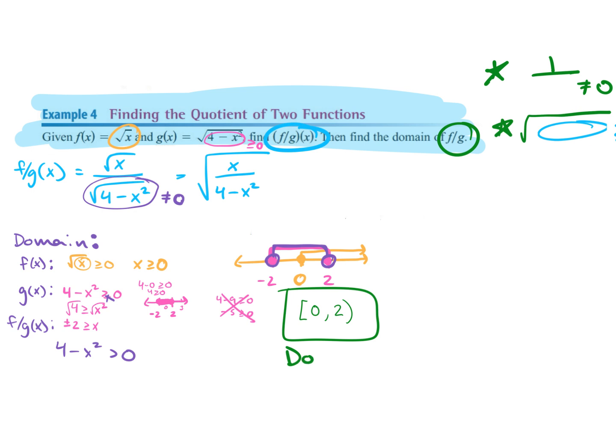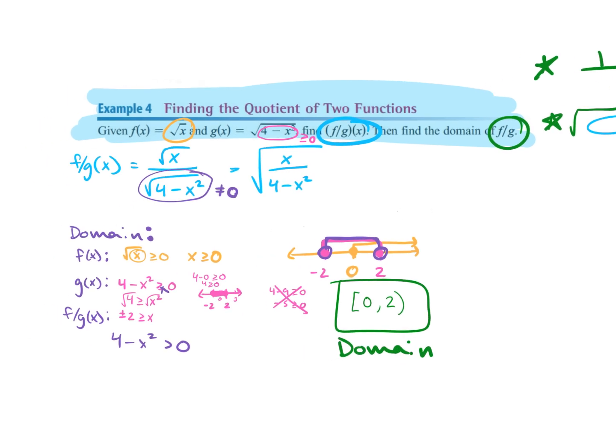So this is our domain. You always have to check 3 things when you have combination functions: your domain of f, your domain of g, and your domain of f divided by g. Next, we're going to look at example 7.